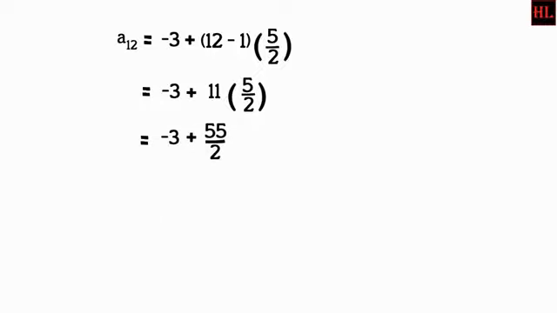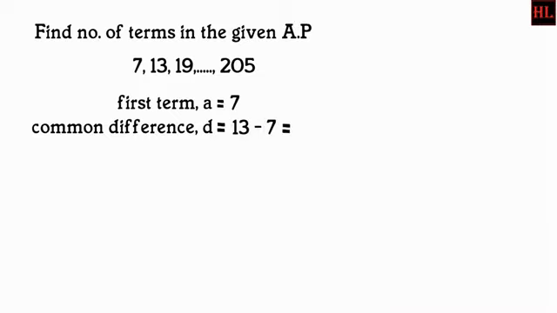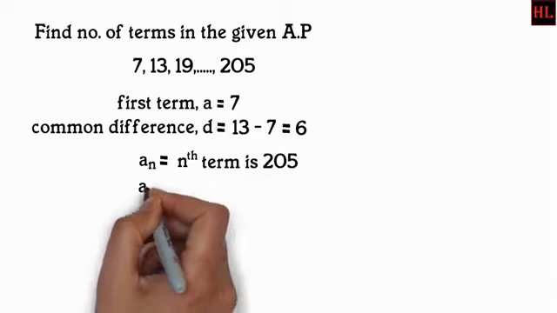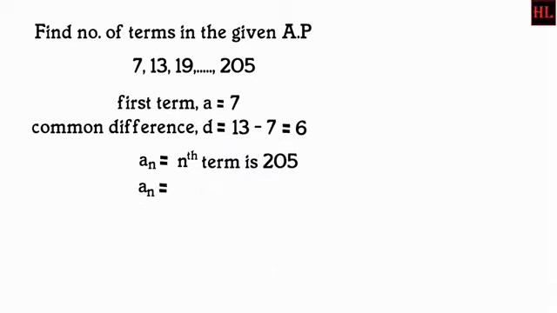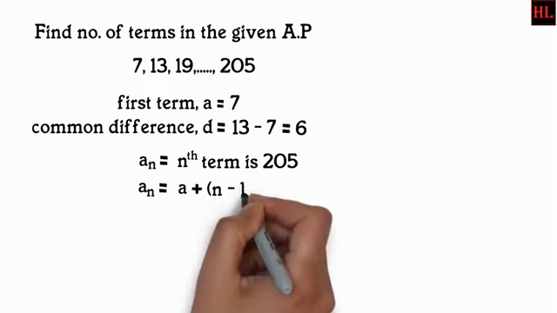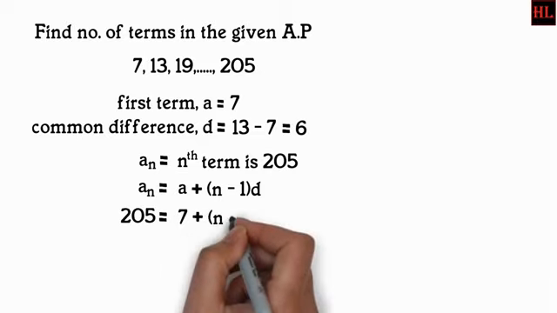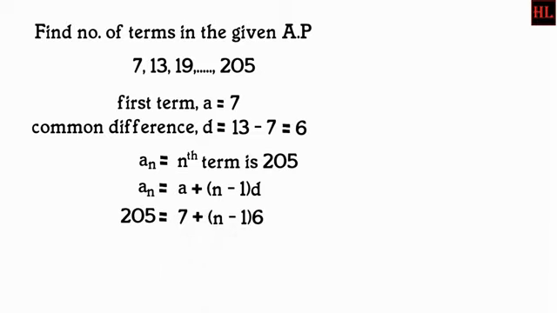Here we see that the first term of the AP, that is a, is 7. The common difference can be calculated by subtracting 7 from 13. So 13 minus 7 will be equal to 6. Also, a_n, that is the nth term, is 205. Now we'll apply the formula to find the nth term. So a_n is equal to a plus (n minus 1) d. So we have 205 equal to 7 plus (n minus 1) multiplied by 6.